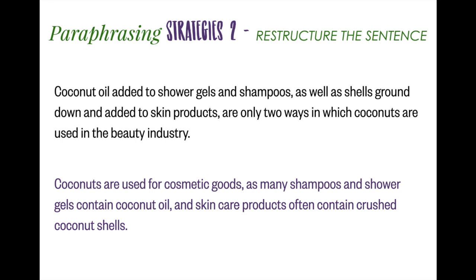Coconuts are used for cosmetic goods, as many shampoos and shower gels contain coconut oil, and skincare products often contain crushed coconut shells. So there's a few words that we've changed around here, haven't we? Instead of saying the beauty industry, we've said cosmetic goods. And instead of saying ground down, we've said crushed, because these words are synonyms, or at the very least, they're very similar. So there you are. There are two strategies that we want to use. The first one is synonyms, and the second one is restructuring the sentence.